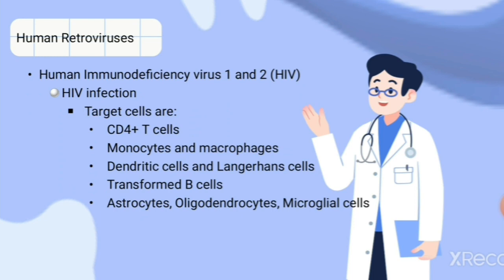Next, we have the target cells of our HIV infection. We have CD4+ T cells, as mentioned a while ago. Aside from that, we also have monocytes and macrophages, dendritic cells and Langerhans cells, transformed B cells, astrocytes, oligodendrocytes, and microglial cells.